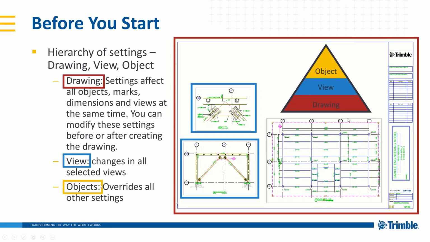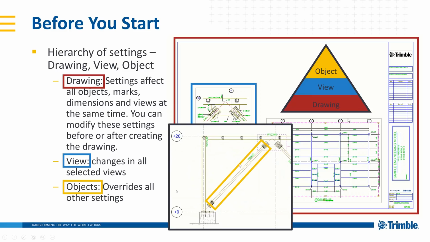And then the next level is the objects. So I have settings on individual objects. For instance, if I were to double click on just my brace here in the model, I could adjust the way that it looks, the color, whether it has the reference line, whether hidden lines are shown, so on and so forth. I can adjust all of that on this individual object, and those changes will override both the view settings as well as the drawing settings.